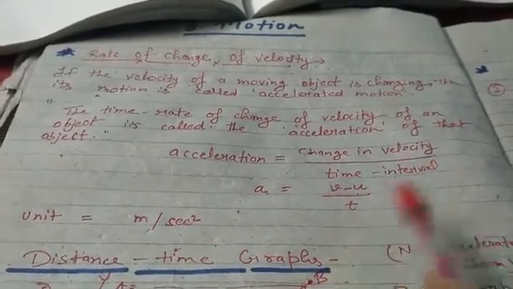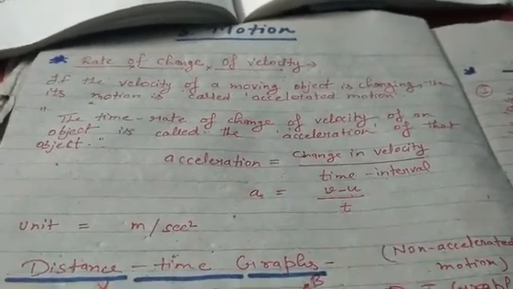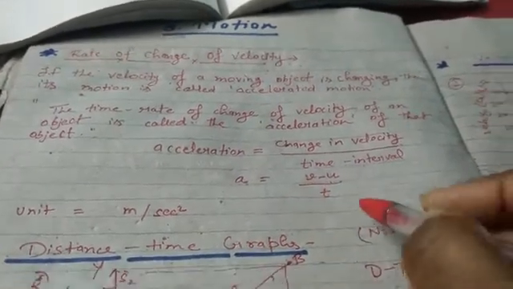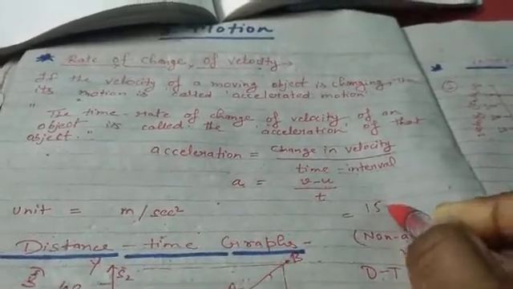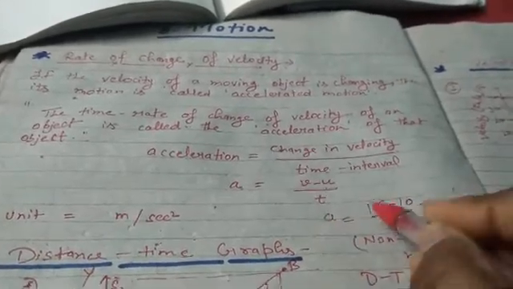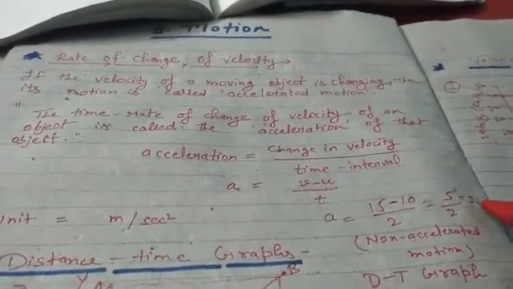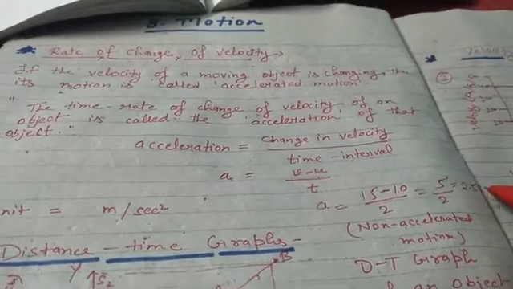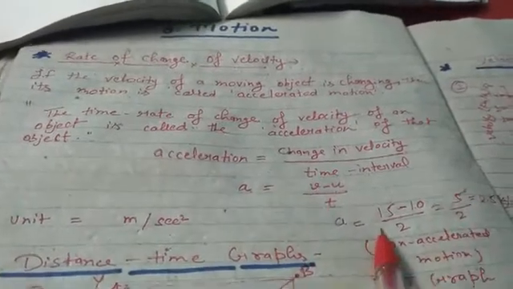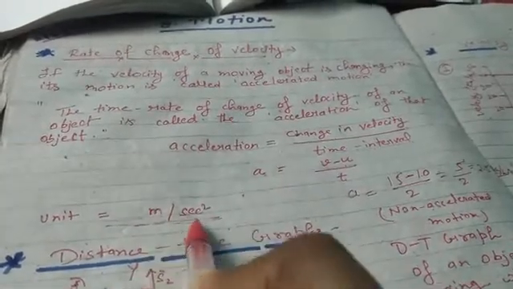and t represents time. Let us consider an object having initial velocity 10 km per hour, and after 2 hours it attains 15 km per hour. So how can we find the acceleration? 15 km per hour minus 10 km per hour upon 2 hours. So the acceleration is 5 upon 2, that is 2.5 km per hour square. Okay. So this way we can find the acceleration of any object. The SI unit of acceleration is meter per second square.